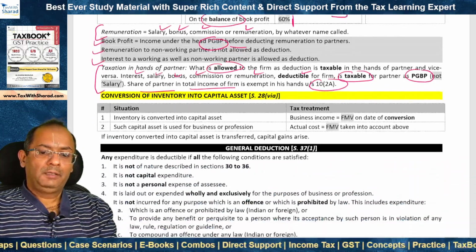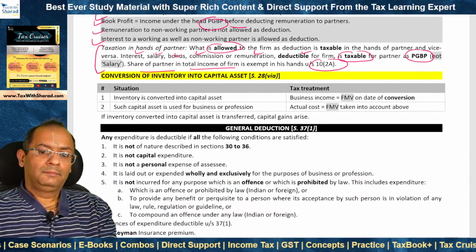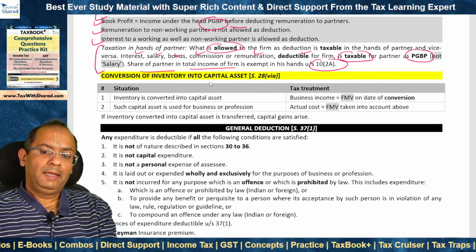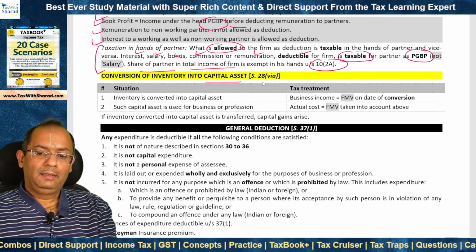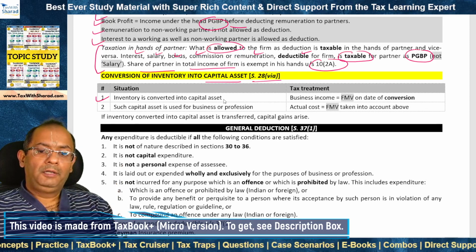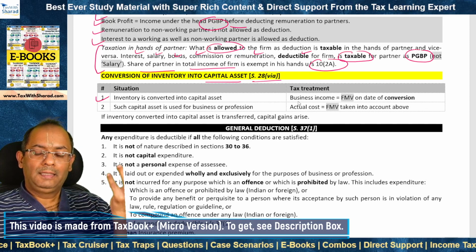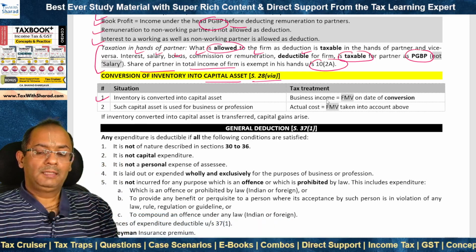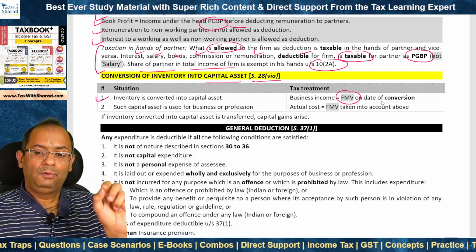There may be a situation where the inventory is converted by the SSE into his capital asset. Relevant section is 28 VIA. When the inventory is converted into a capital asset, business income arises at the time of conversion, and the business income is equal to the fair market value on the date of conversion.